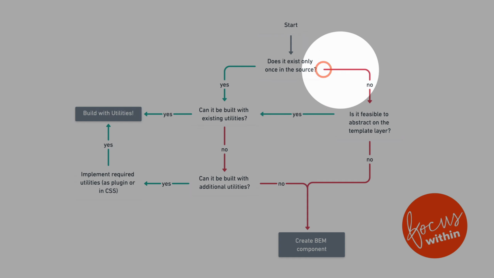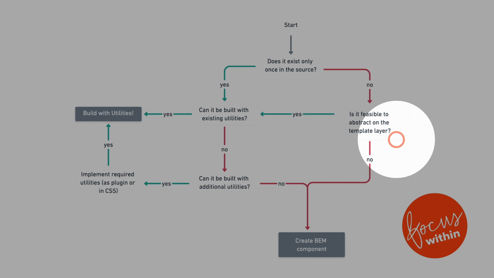If, however, it does exist more than once in the source code, we run into the risk of having too much repetition happening in different places. So the question to me is, is it then feasible to abstract on the template layer? Meaning, is it possible to create a Vue or React component that abstracts the utility classes you put in there, or a Twig template, or whatever constraints of your system you're working with?